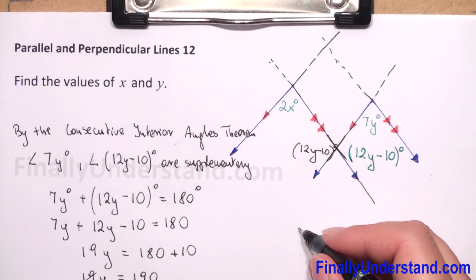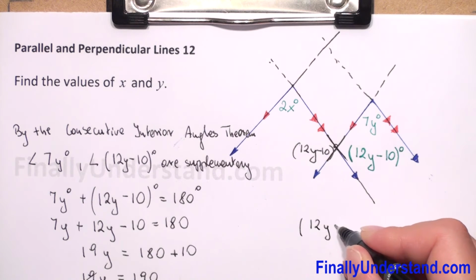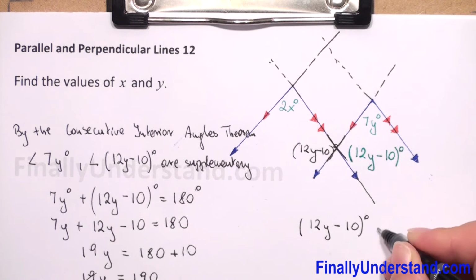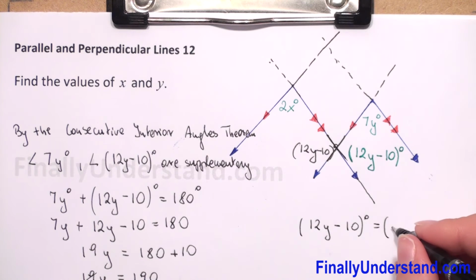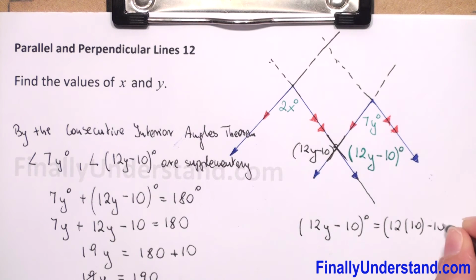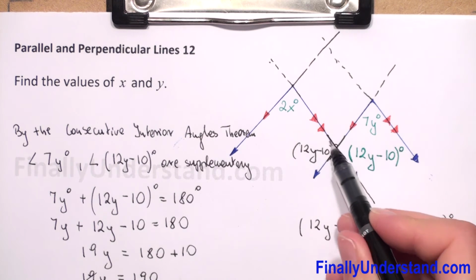Let me put this in parentheses. We have 12y minus 10 degrees, so this is equal. Now we can substitute y by 10, so we have 12 times 10 minus 10 degrees, so this is equal to 12 times 10 is 120 minus 10, so this is 110 degrees. So we have this angle.